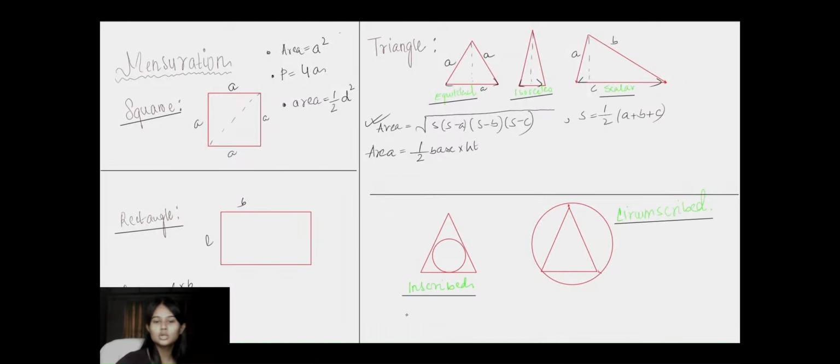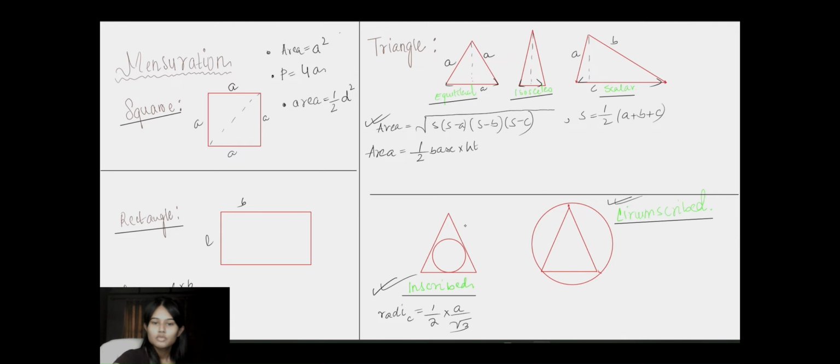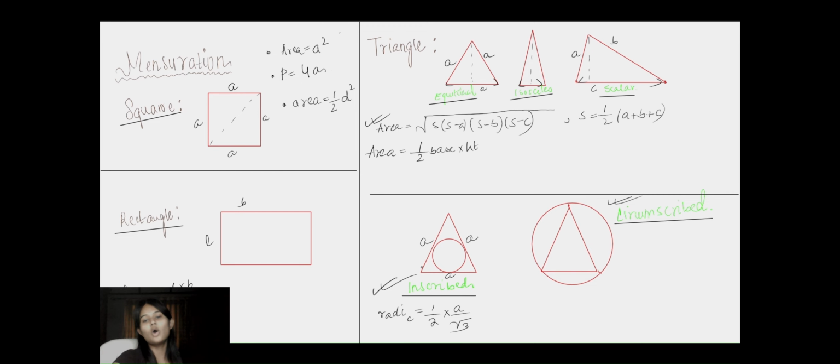Okay, now there are two cases when there is a circle inscribed or a circle circumscribed. When the circle is inside the triangle, then we call it inscribed. Now if we want to know the radius of the circle, how will we get it? We'll get it as half into A divided by root 3, where A is nothing but the side of the triangle. It can only occur inside the equilateral triangle, so all the sides are A. So we can get the radius of the circle like this.